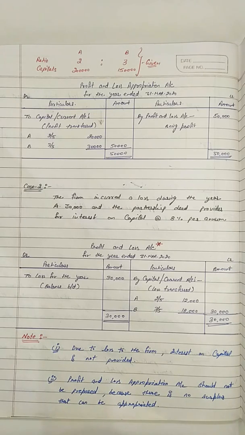You always remember this thing in your mind. When there is a loss and profit is an appropriation, then the loss will be divided between the partners in their profit sharing ratio, because no amount of interest will be allowed.